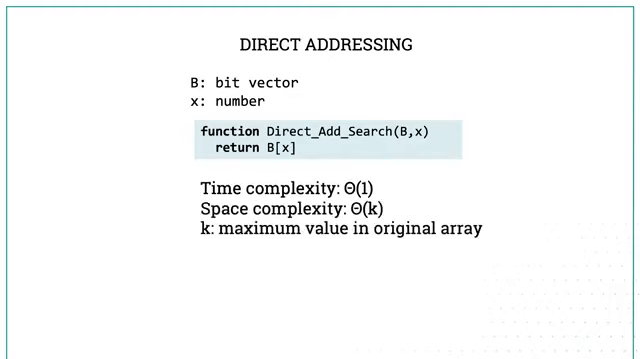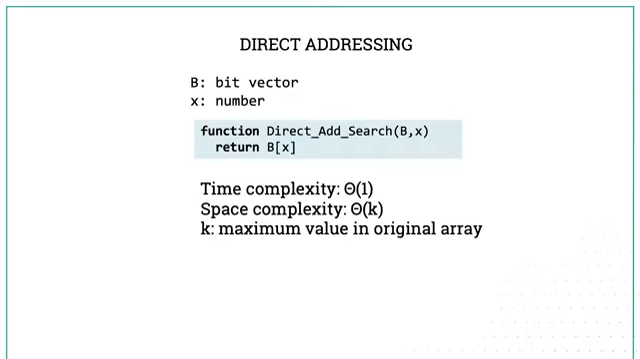However, this fantastic running time comes at the expense of memory. You need to create a bit vector with a size equal to the maximum value stored in the original array plus 1. So, the higher the maximum number in the original array, the more extra memory you need to use direct addressing. For example, in the programming language C, the maximum unsigned integer representable with 32 bits would require a bit vector with 4 billion boxes.